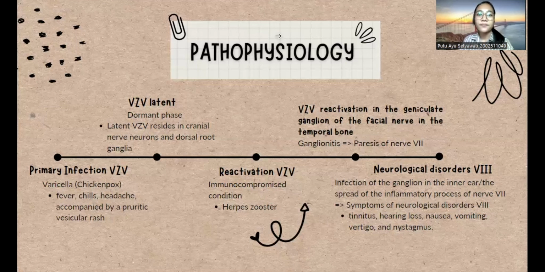Reactivation of the virus in the geniculate ganglion of the facial nerve, or cranial nerve 7, in the temporal bone is the pathophysiological mechanism of Ramsay Hunt syndrome, and this process is known as ganglionitis. Ganglionitis compresses the nerve tissue, causing symptoms in cranial nerve 7, or the facial nerve, and makes paresis. And when acute infection of the ganglion in the inner ear and a spread of the inflammatory process to cranial nerve 8 occur, it can cause neurological symptoms such as tinnitus, hearing loss, nausea, vomiting, vertigo, and nystagmus.